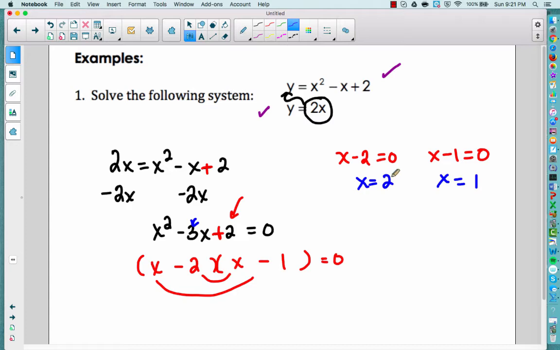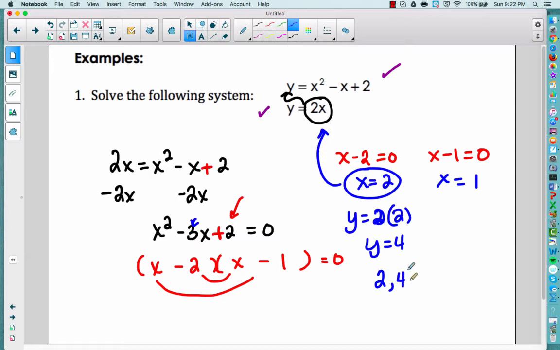All right, but we have to find the corresponding y value. So I'm going to take the x. I'm actually going to go to the easier of the two equations, and I'm going to plug it in and solve for y. So y equals 2 times 2, which gives me 4. So my coordinate point of intersection would be 2, 4. And then I'm going to plug in 1, so y equals 2 times 1. And so that y value is 2, so that coordinate point where the line intersects the parabola is 1, 2.